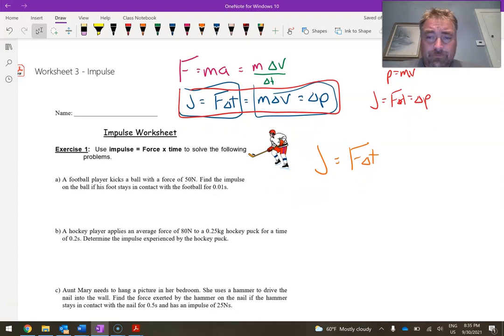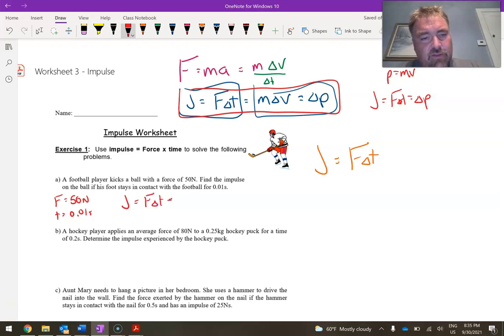So going back to our worksheet, we have a football player kicking a ball with a force of 50 newtons. Find the impulse of the ball as the foot stays in contact with the football for 0.01 seconds. So again, let's do as we always do. Let's list what we know: a force equal to 50 newtons, a time of 0.01 seconds, and we're looking for the impulse, J. J is equal to F delta T, so we multiply 50 newtons by 0.01 seconds, and we get 0.5 newton seconds.